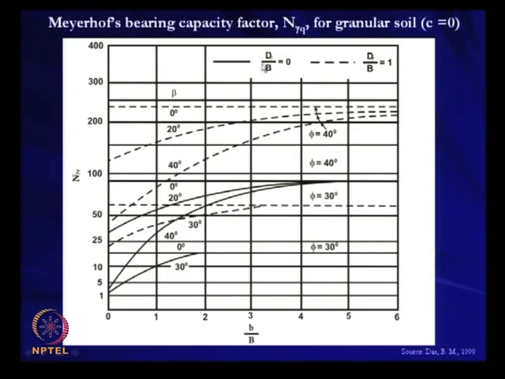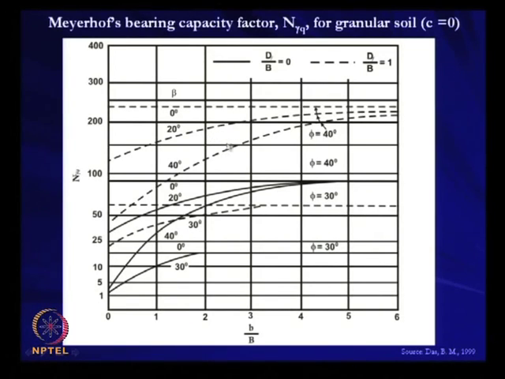The firm line represents D_f by B equal to 0. That means if the depth of foundation is 0, it is placed at the top of the slope. And the dotted line represents D_f by B equal to 1, if the depth of foundation is equal to the width of the foundation. These are the beta values starting from 0 degree. So, if phi is 40 degree and beta is 0, then this is the line. If we know the small b by capital B value, and the phi and beta value, and whether D_f by B is either 0 or 1, we can calculate the value of N gamma Q, the bearing capacity factor proposed by Meyerhof. Once we get this value, we can easily calculate the ultimate load carrying capacity of the foundation under this condition.